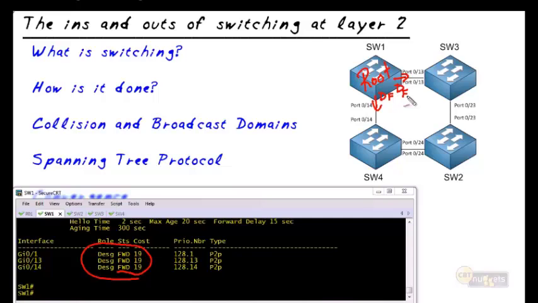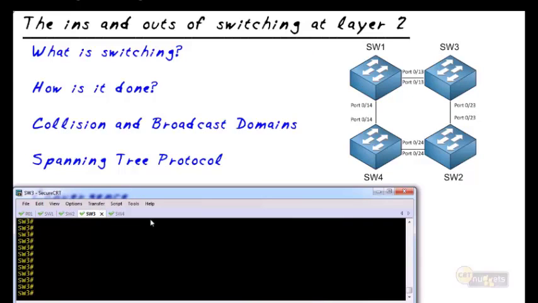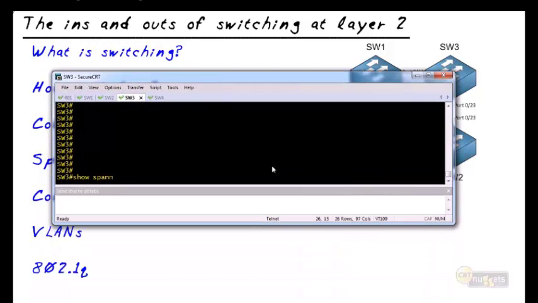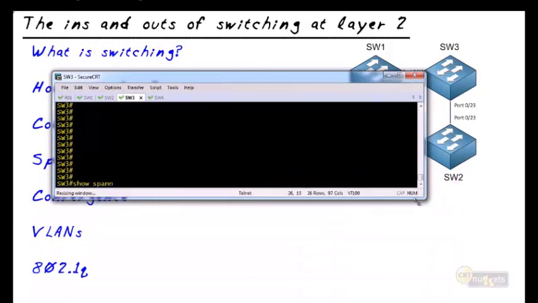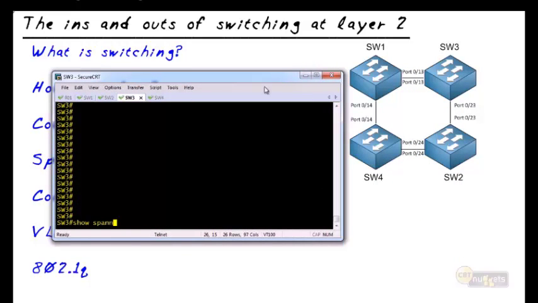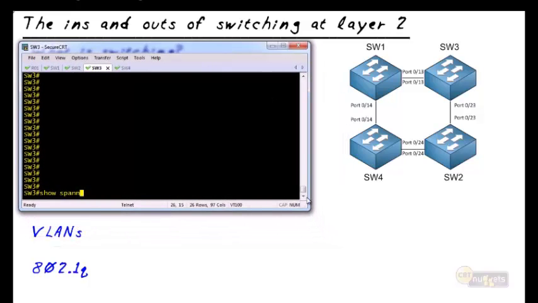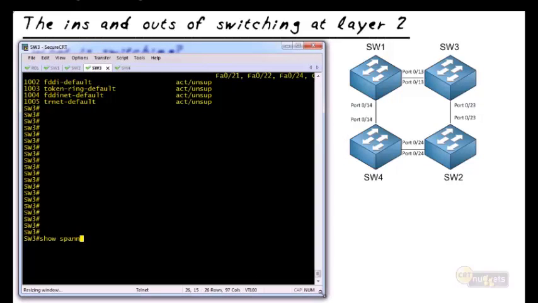So let's go around. Let's go to switch 2 next, or switch 3 over here, and take a look at switch 3. If we look at switch 3, and we do a show spanning tree. In fact, I'm going to move this up just a little bit and close that, scooch this over. We don't need that much width, and then we can see more of the output. All right, so we'll do a show spanning tree.